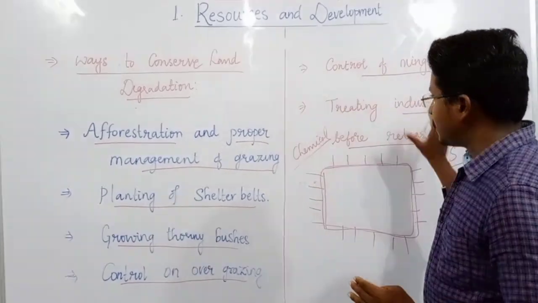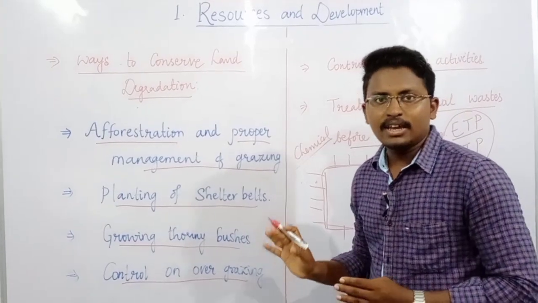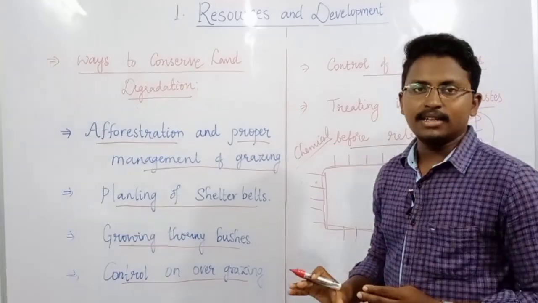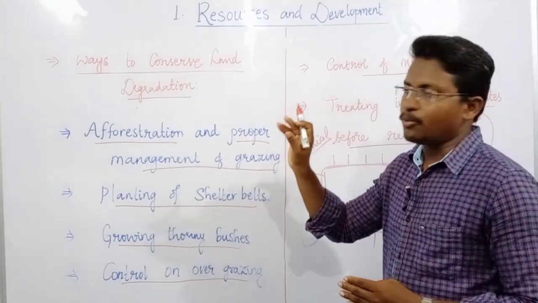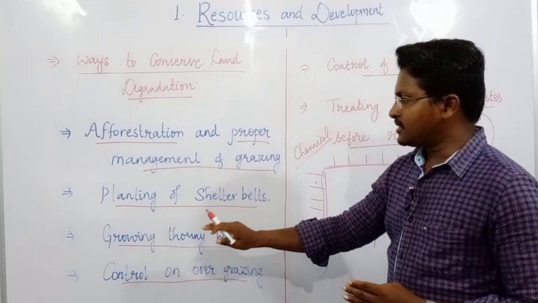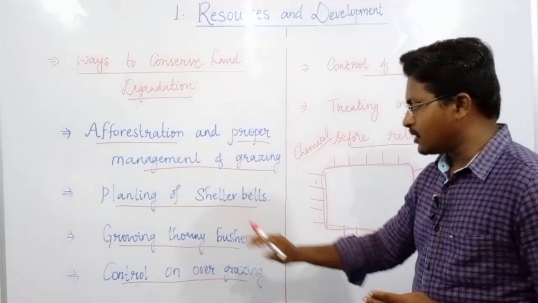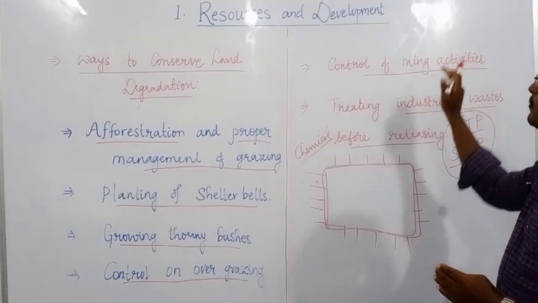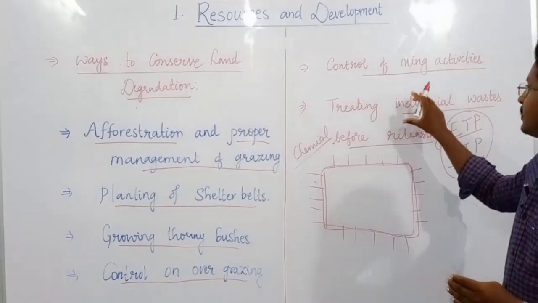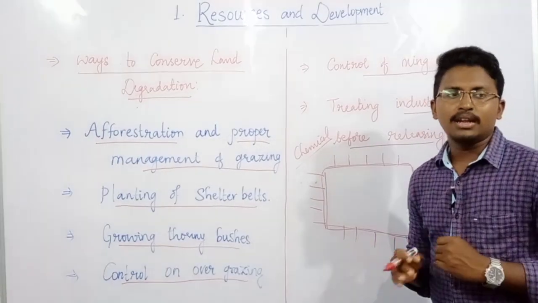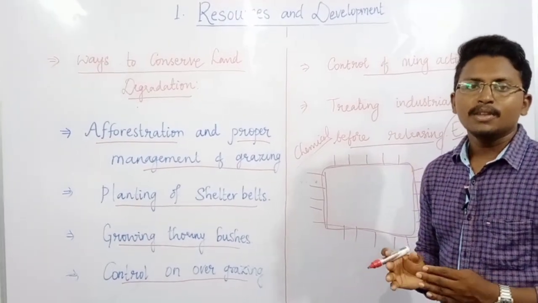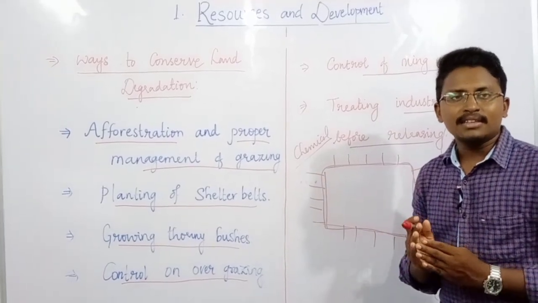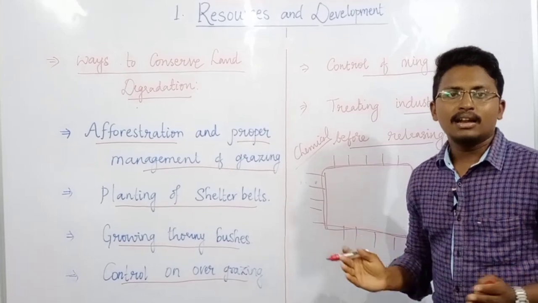So these are the ways through which we can control and conserve land degradation. Once again, the important ones are afforestation, planting of shelter belts, growing thorny bushes, control on over irrigation and overgrazing, control on mining activities, and treating the industrial wastes before releasing them into the water bodies. If we follow these methods quickly and regularly, then we can save the land and control land degradation.